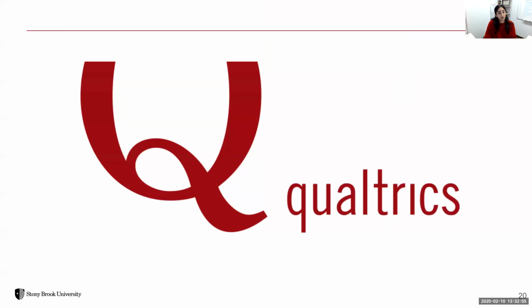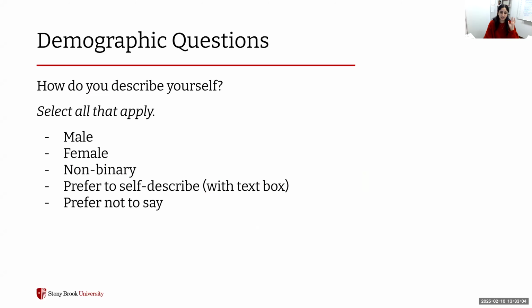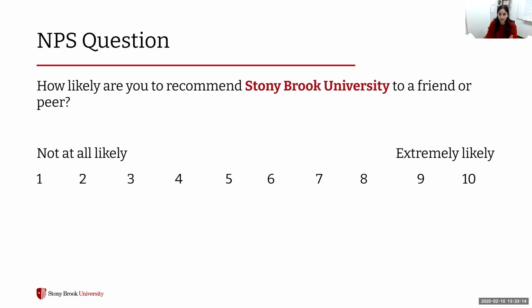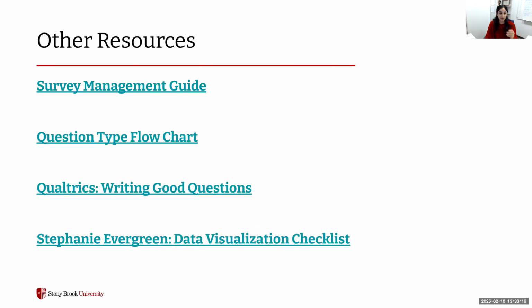Again, at Stony Brook, you do have full access to Qualtrics to use its capabilities. And we give you a little bit on the PowerPoint of some of the phrasings we use. So if you ever want to add demographic questions, this is how we tend to ask gender. This is how we'll ask race, ethnicity, and NPS questions. And there are some links and resources for you as well.